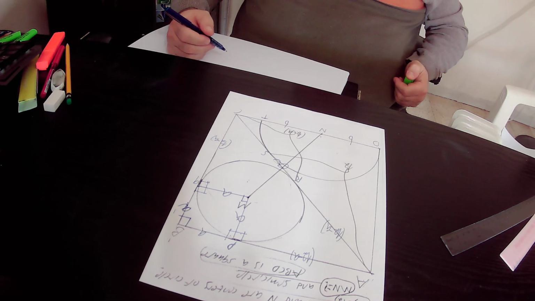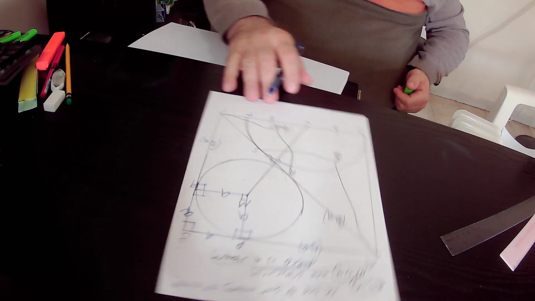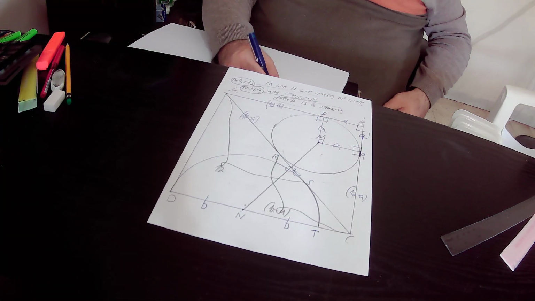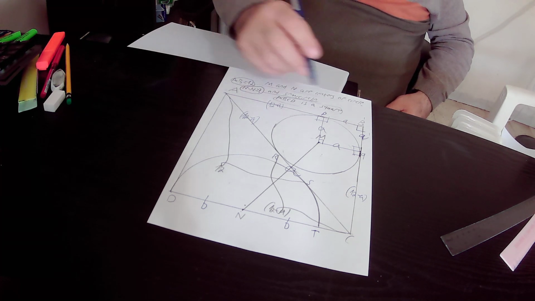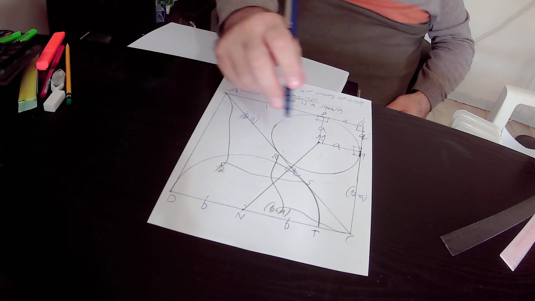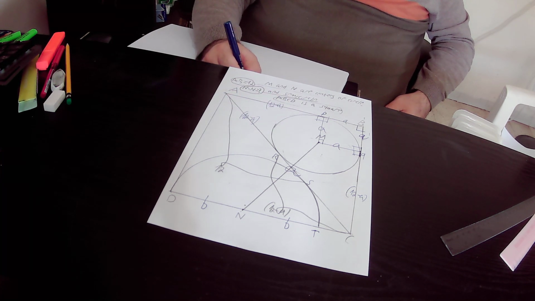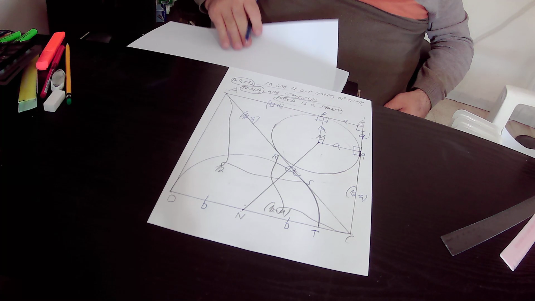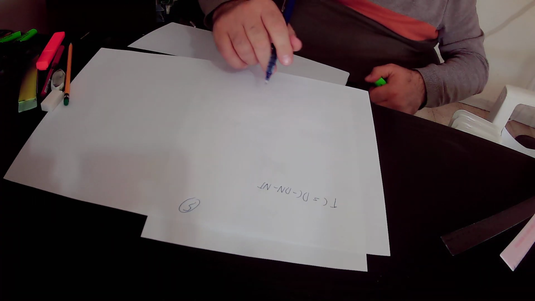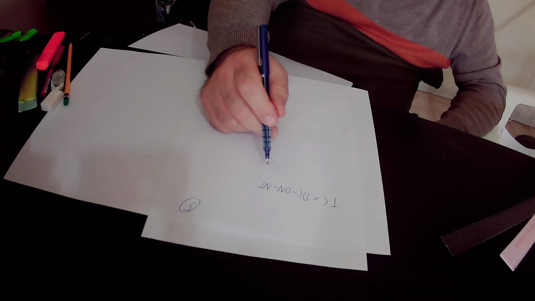What is the value of TC? From the drawing, it is very easy to see that the value of line segment TC is equal to DC minus DN minus NT. Okay? From the drawing, it is very easy to see that TC equals DC minus DN minus NT.